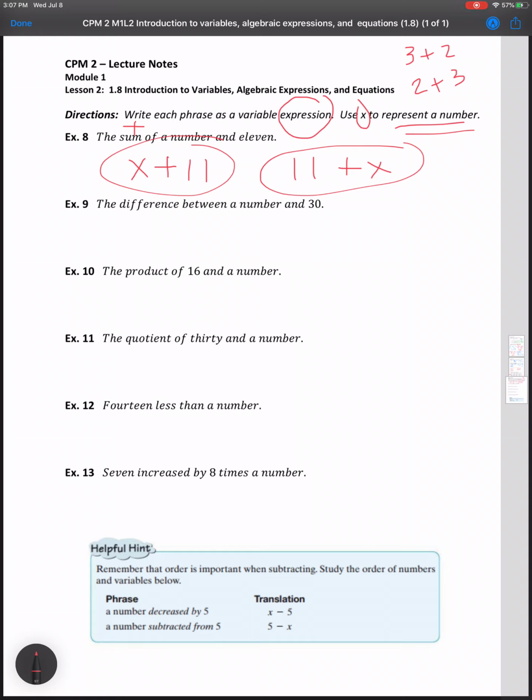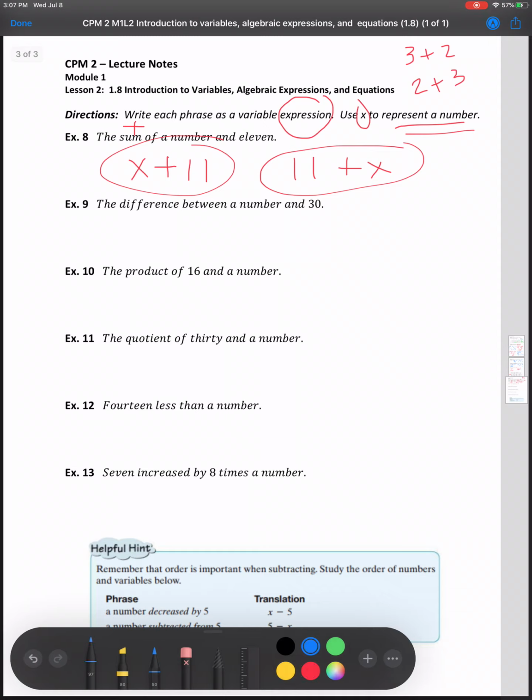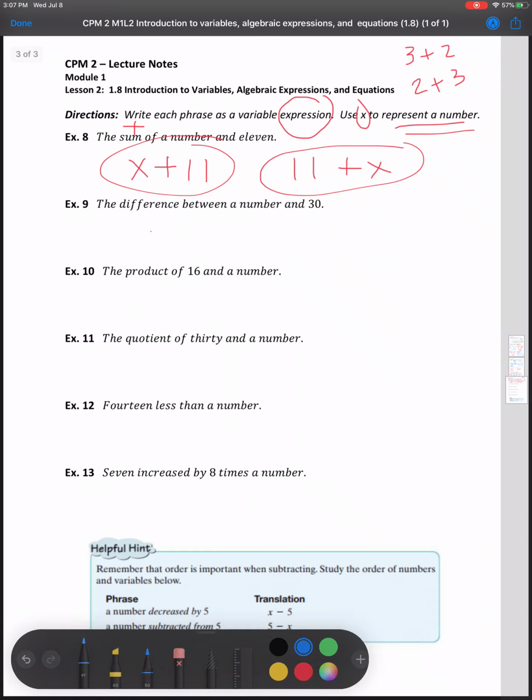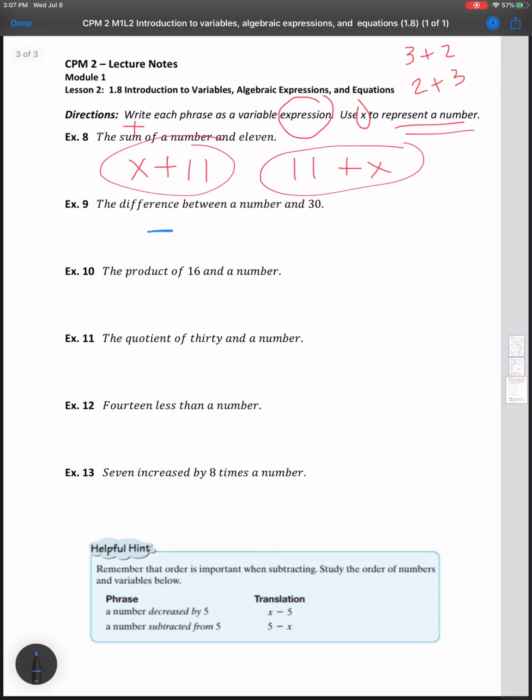Okay, sometimes order matters. Think about subtraction. Order does matter. So example 9, the difference, which difference means to subtract. So we're getting ready to subtract. What am I subtracting? I'm subtracting a number and 30. So you have to remember order does matter, so there's only one way this one could go. And whenever they word it like this, you just keep it in the same order they have it. So X minus 30 is what we're looking for.